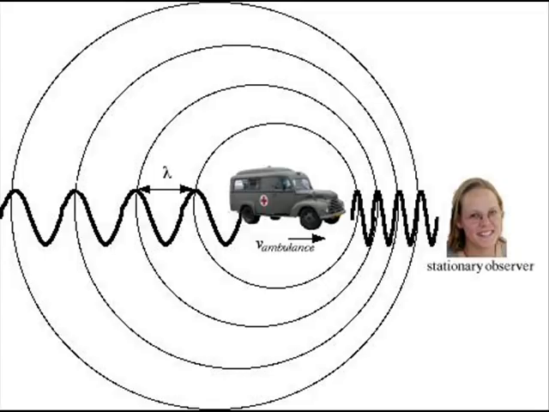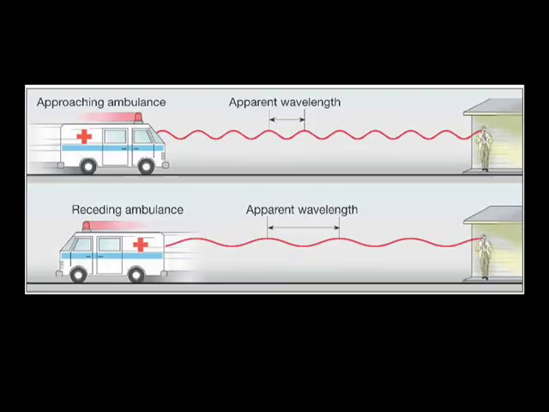And this can commonly be seen when a vehicle producing a siren or horn approaches, passes, and moves away from an observer. For example, if you were standing on a street and an ambulance approached and passed you, first of all, as the ambulance approached you, the sound waves produced in front of the siren would be compressed together as the ambulance moves towards you.